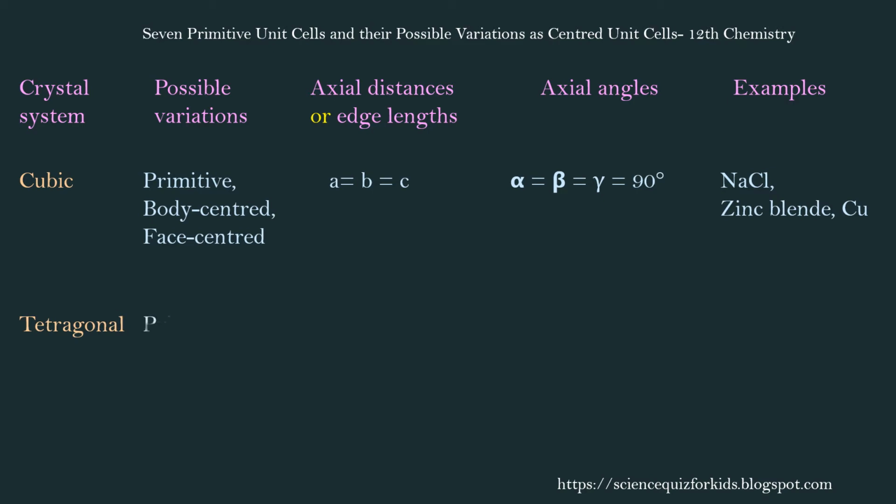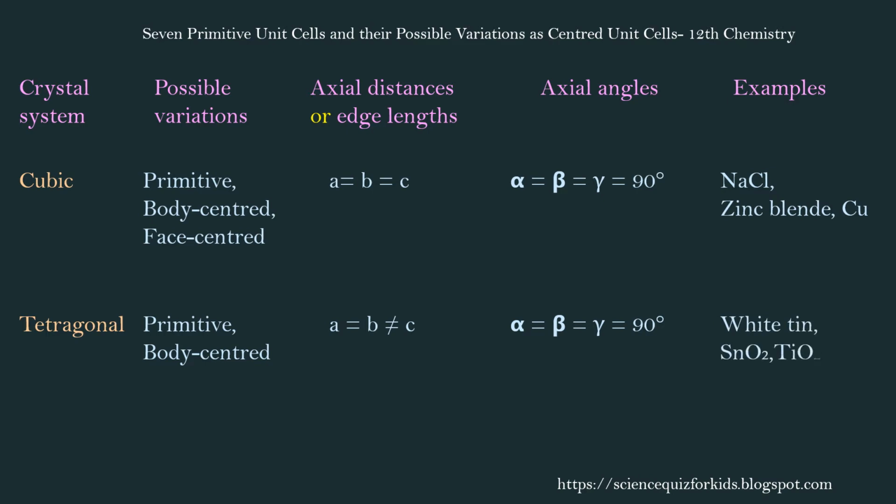Crystal system: tetragonal. Possible variations: primitive, body centered. Axial distances: a = b ≠ c. Axial angles: alpha = beta = gamma = 90 degrees. Examples: white tin, SnO2, TiO2 and CaSO4, copper sulfate, calcium sulfate.